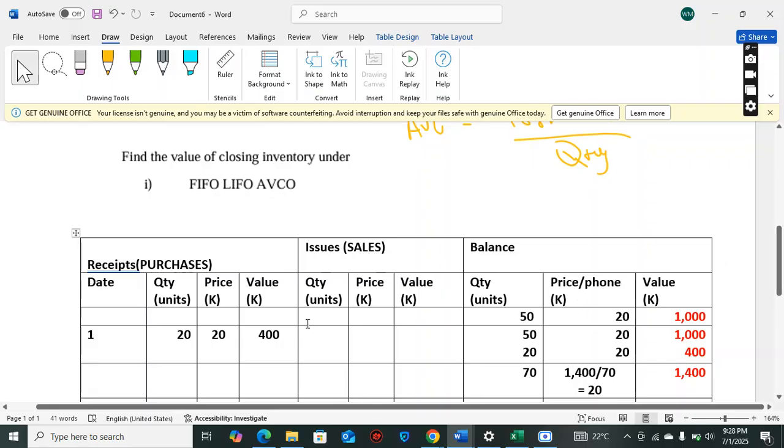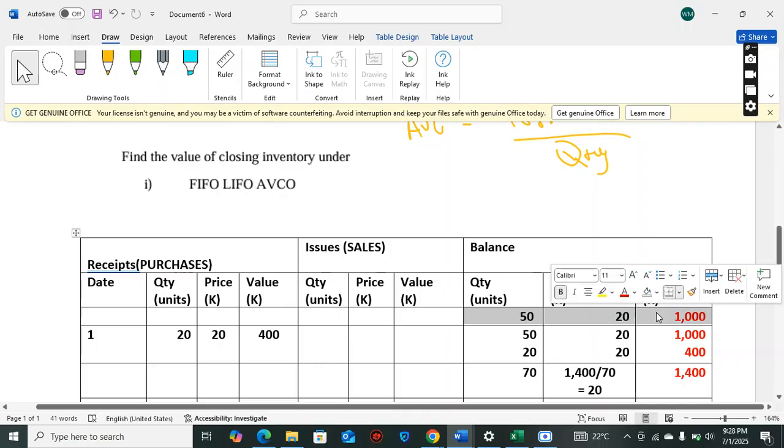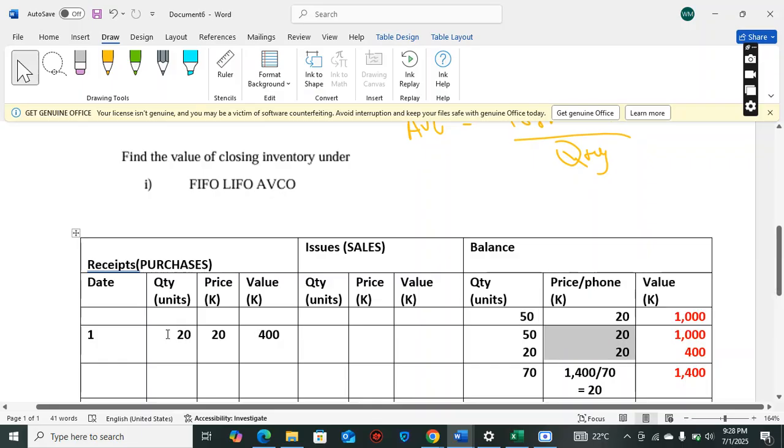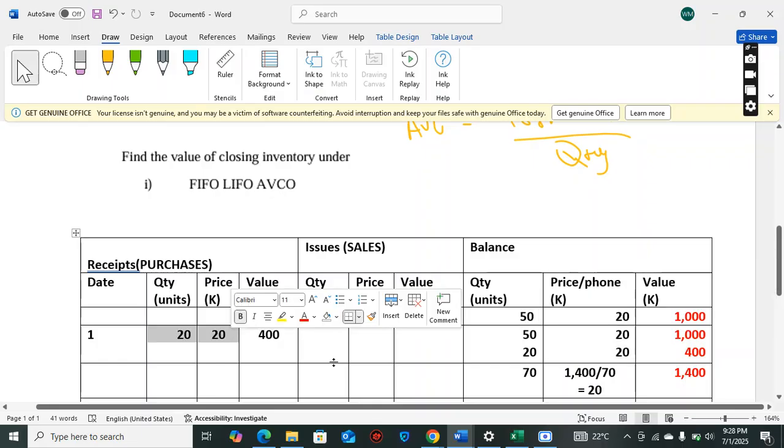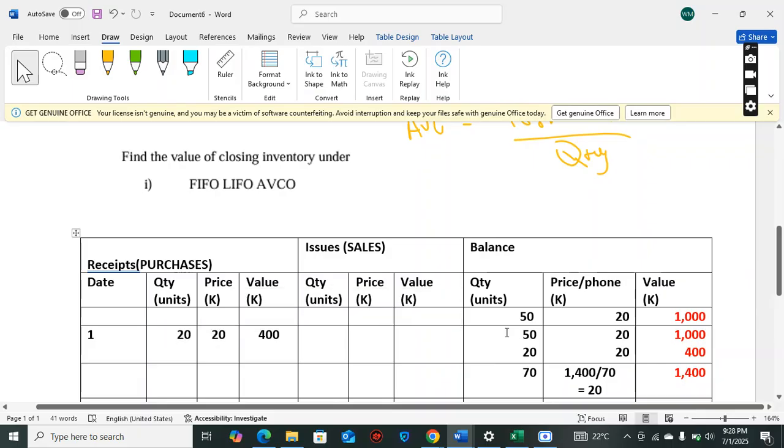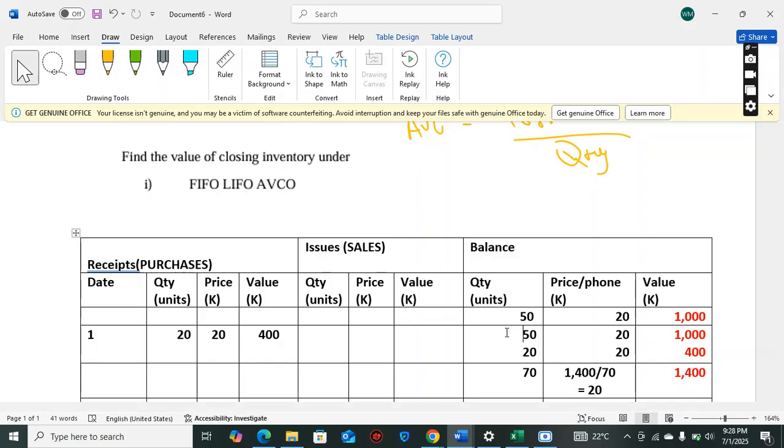We made a purchase. Okay, Mr. Foster, we made a purchase. First, initially we started with 50 units in our shop. Then we've brought in 20 more units. So now we want to find what is the average cost of all the units in the shop.